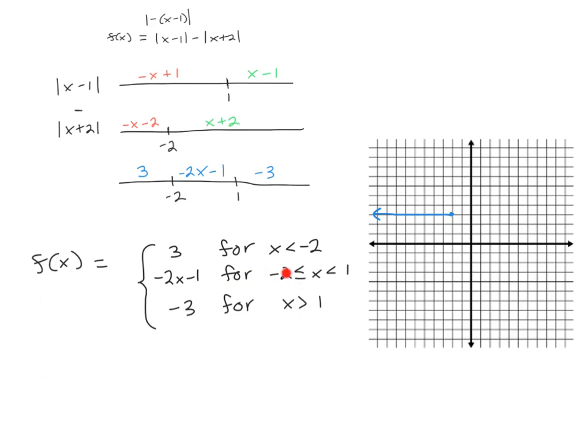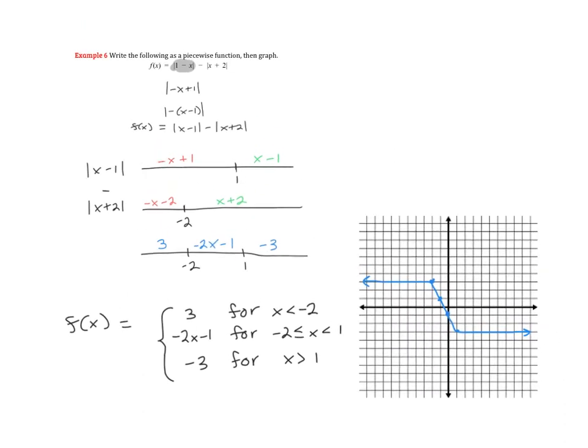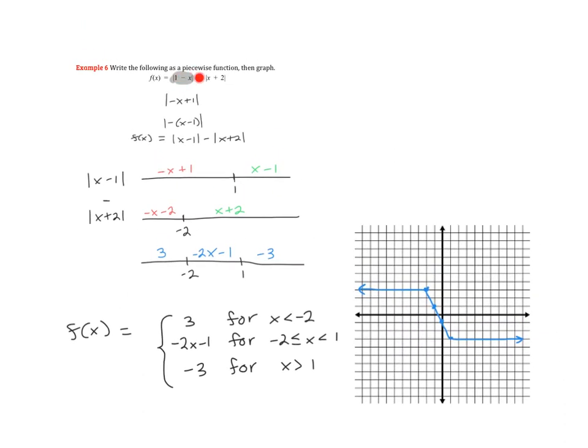And then for this interval, if I substitute negative 2, I get 3. So I do start right here, and I'm going to follow my slope of negative 2 until I get to 1, which is right here. And then at 1, you can see that it becomes a constant function at negative 3, so it is still continuous. So again, just be careful when you see something like this. Remember, the simplified version of that is actually absolute value of x minus 1.